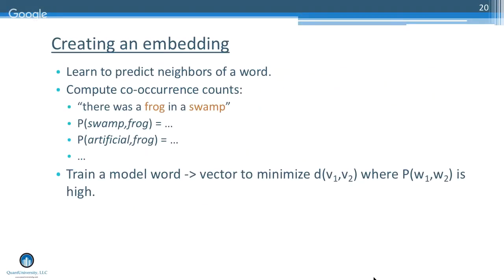Try to minimize the distance between the vectors corresponding to two words if those words appear near each other more often. Does this make sense? We look at a bunch of words, we say, look, there was a frog in the swamp, so I'm going to count how often the words swamp and frog appear next to each other within, say, 5 or 10 words in my giant corpus of billions of words. And I'm going to count how often the words artificial and frog appear next to each other. That gives me a bunch of probabilities or counts. Then I'm going to start with random vectors for each word, and I'm going to try to shift them around so that the distance between two vectors is small where the probability that two words appear next to each other is high.